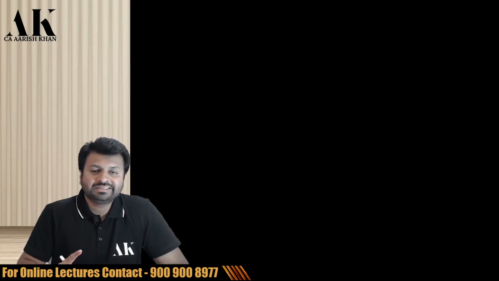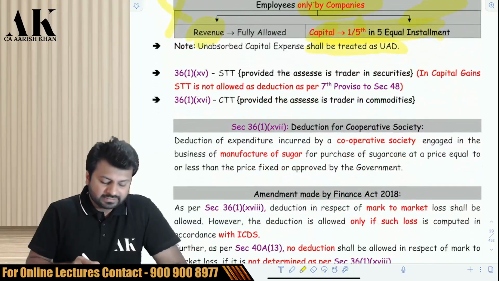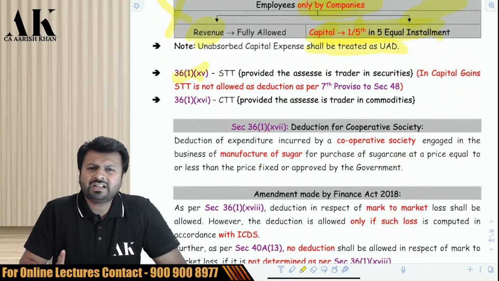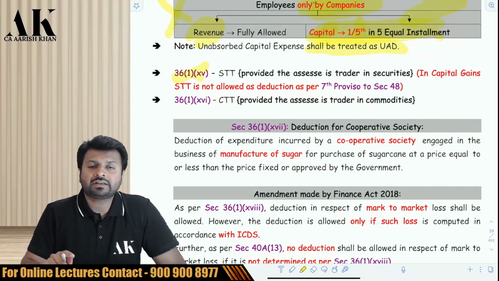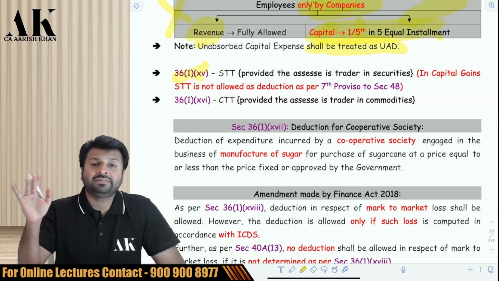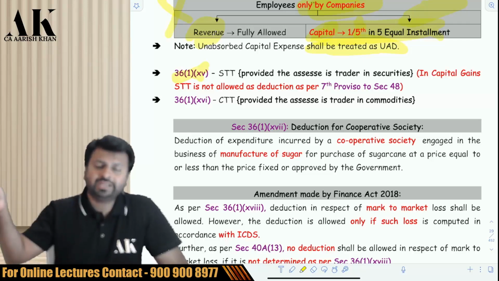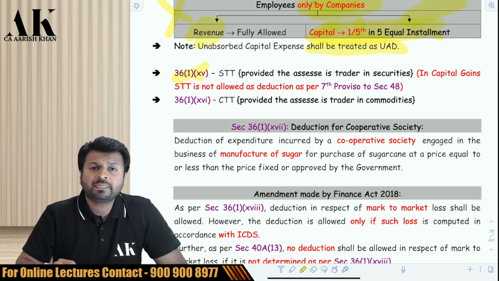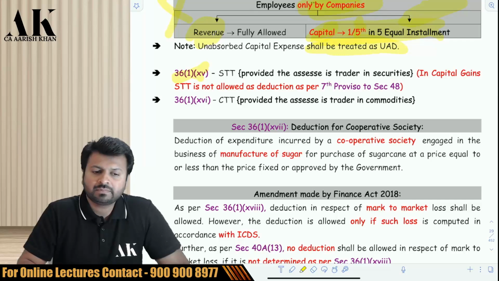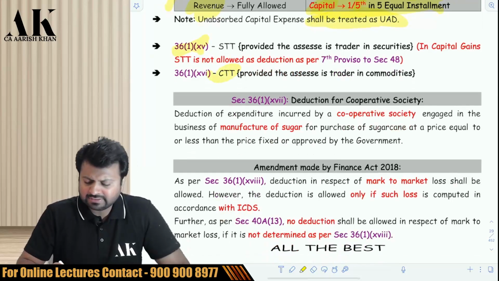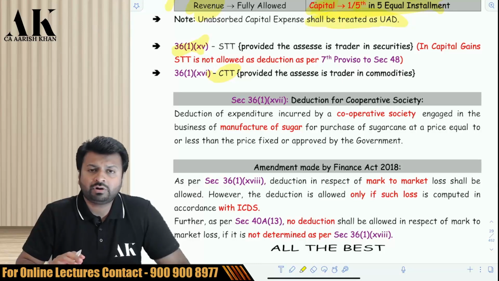Okay. Now let us go ahead with STT, 36(1)(15). Deduction of STT. Yes, I will get deduction of STT if my income is classified under business and profession. But if my income is classified under capital gains, deduction of STT is not allowed as per the 7th proviso to section 48, which we'll be doing in the chapter of capital gains. But I'm just doing an interlinking here. In capital gains, it is not allowed. But in PGBP, it is allowed. If you trade in securities and that is treated as PGBP income, it can be allowed as deduction. Don't worry. Okay. Similarly, CTT, commodity transaction tax, is also allowed as deduction if you are a trader in commodity. If you are a trader in commodity, you will be getting the deduction of that under the head PGBP under section 36(1)(16).